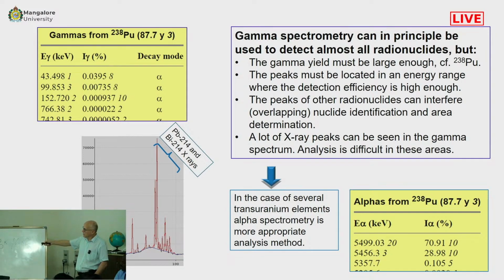You can see these are the energies of alphas, these are the yields. Total sum is 1 in this case. Total sum here is not 1 in the case of gammas. So that's why alpha spectrometry is better than gamma ray spectrometry. But you have to do sample processing, which is a very tedious process.